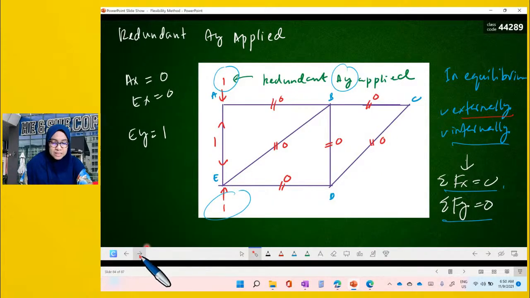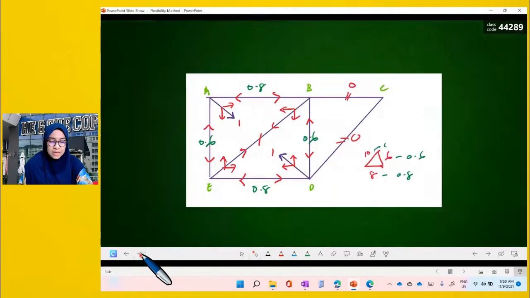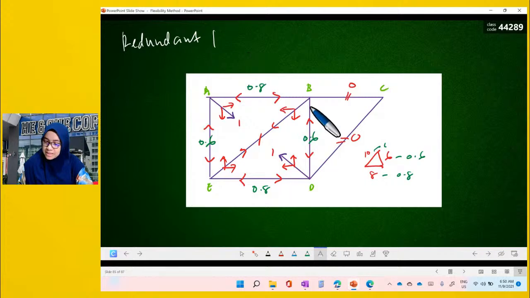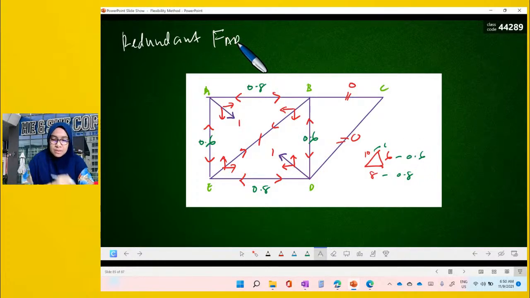Okay, we move to redundant number 2. So this is redundant FAD. This is redundant FAD applied.